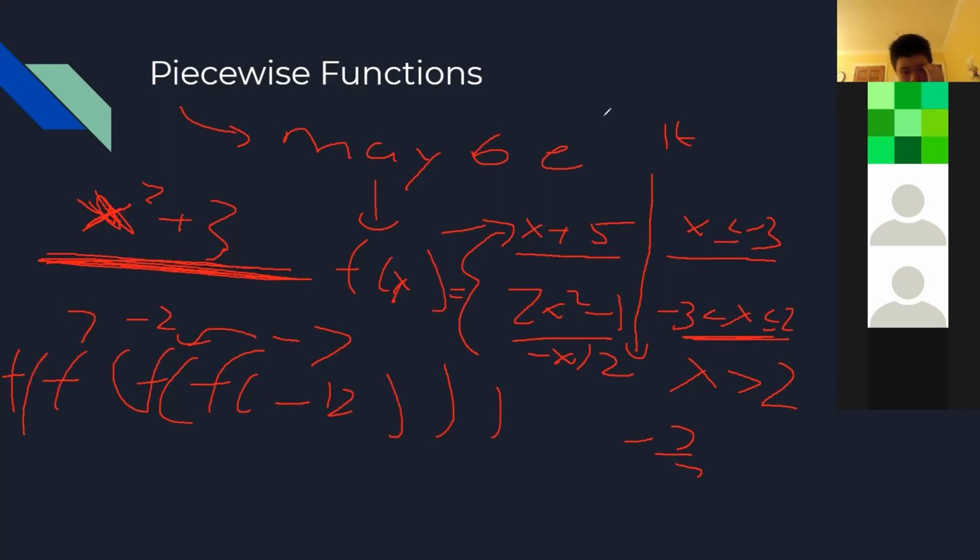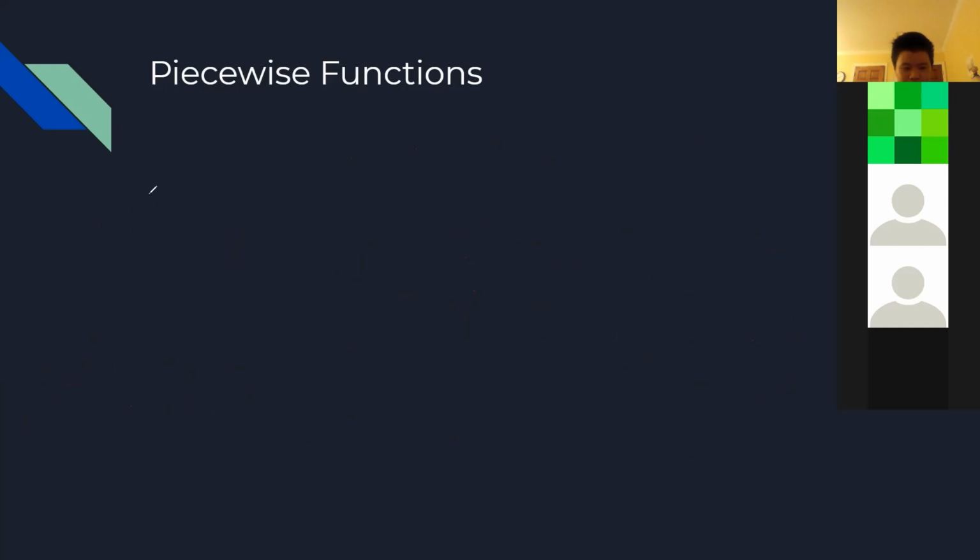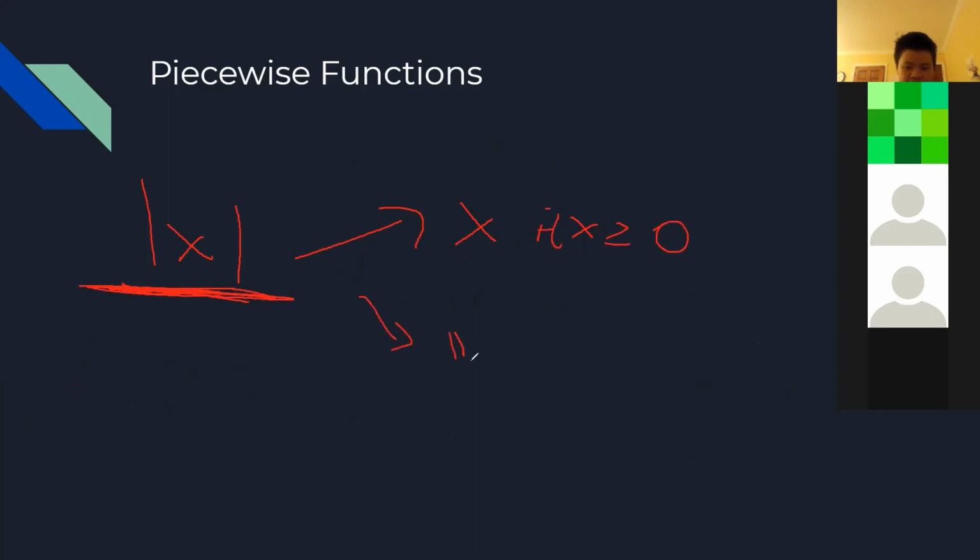Now I'll leave off with one last note before we end the lesson. What we did just before is a piecewise function, because the absolute value of x equals x if x is more than 0, and -x if x is less than or equal to 0.